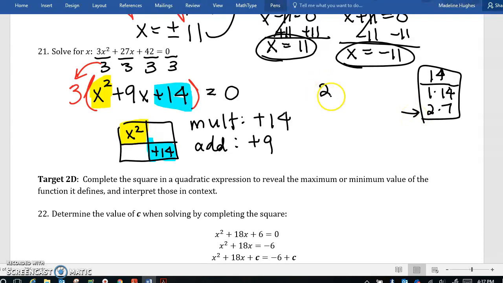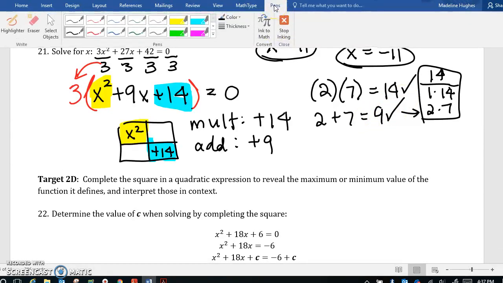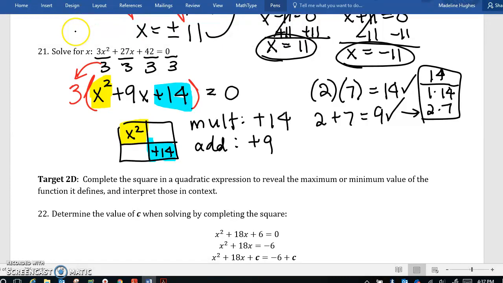And to double check, I would need both of them positive. So 2 times 7 is a positive 14. That will work. If I add them, 2 plus 7 gives me a positive 9. That will also work. So I have found my factor. So then, in the box, 7x and 2x. Okay, fill out the outside.